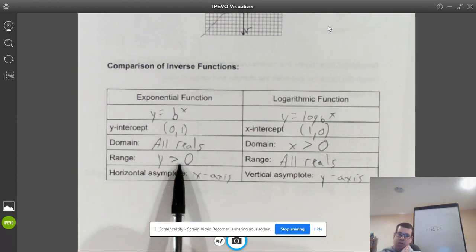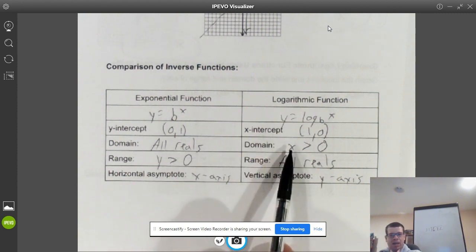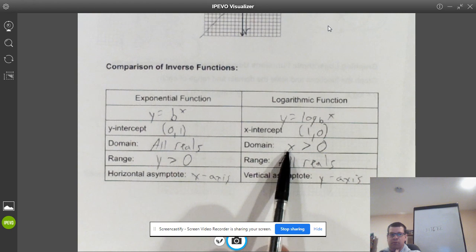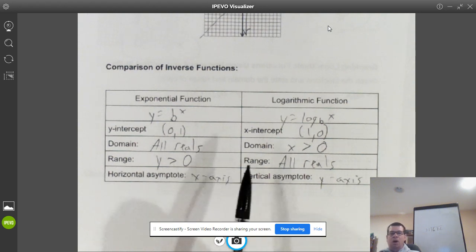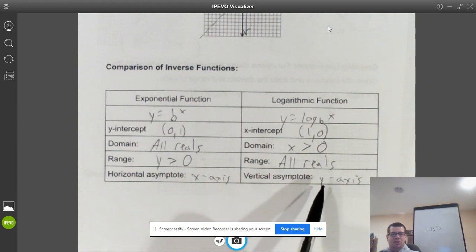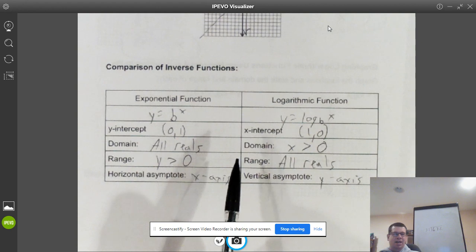If the range, what I can get for y for an exponential function, is any positive number, that means the domain for a logarithmic function is any positive number. And if an exponential function has a horizontal asymptote and it's the x-axis, a logarithmic function is going to have a vertical asymptote, and it's going to be the y-axis. So again, these are inverses of each other. We're just basically taking x and y and switching those around.